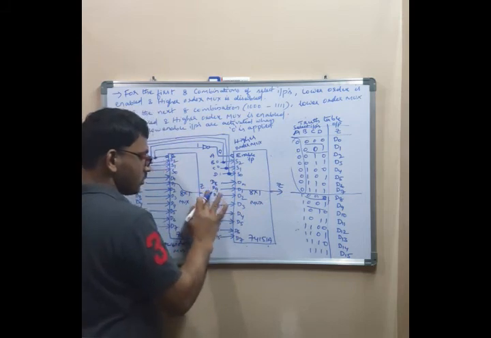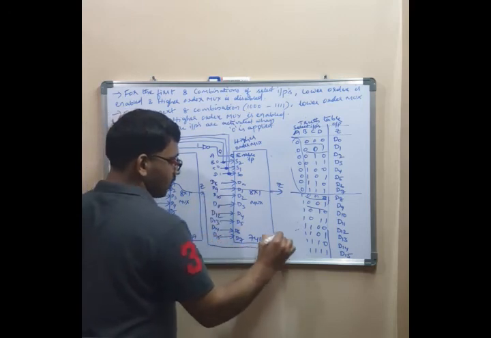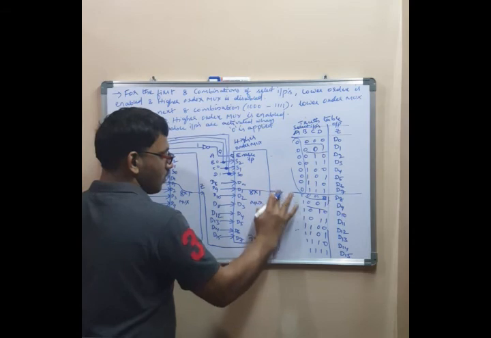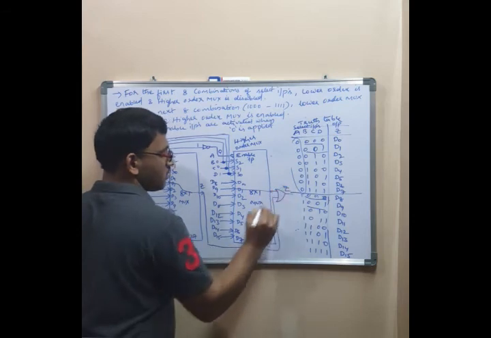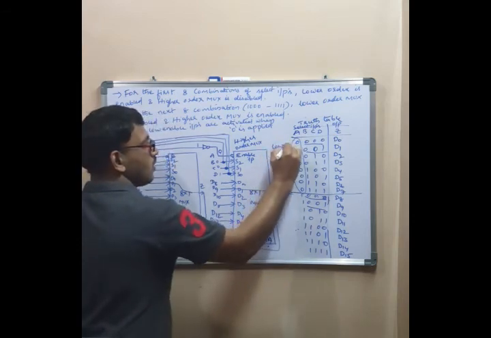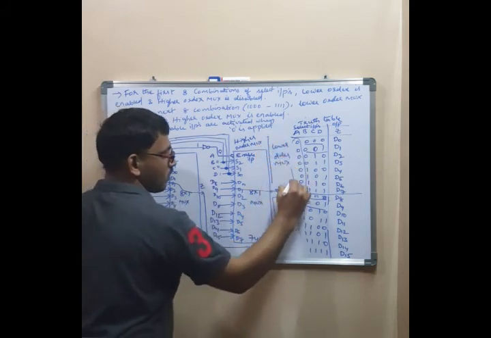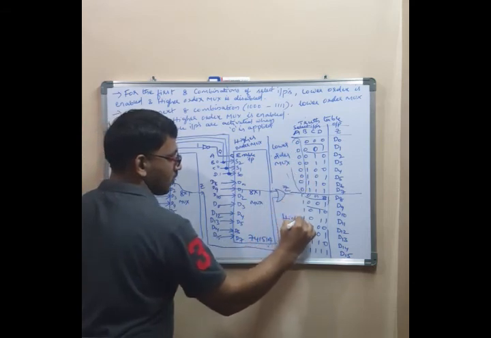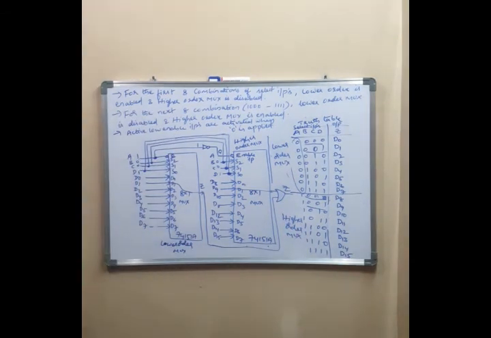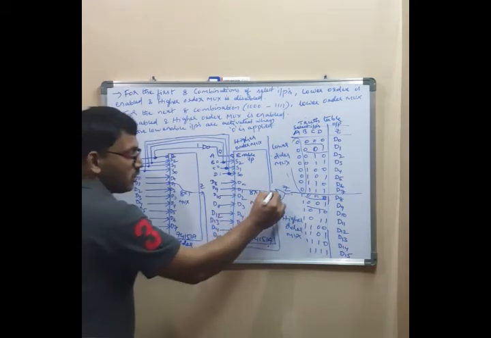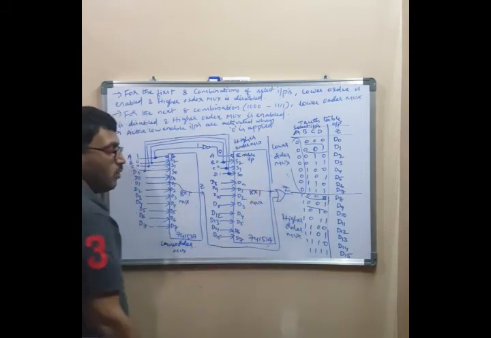I will connect these outputs, along with this output, to an OR gate, and I will define this as Z. I don't have much space on the board, so just try to understand. Right, with this the complete circuit is designed. Now let us see the operation.